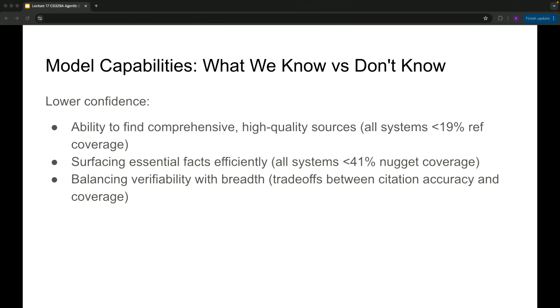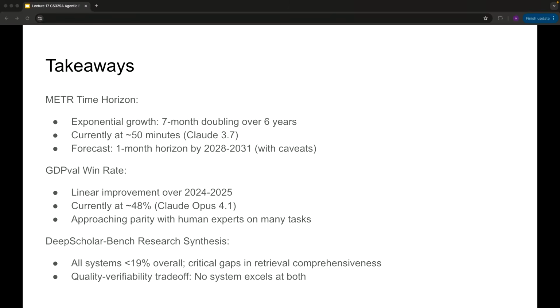We also think that the models are still not strong at finding comprehensive high-quality sources when they have to reference knowledge bases and surface key facts, and then verify what they surfaced as high accuracy and high coverage in the knowledge base. So all of these are still gap areas in model capabilities.